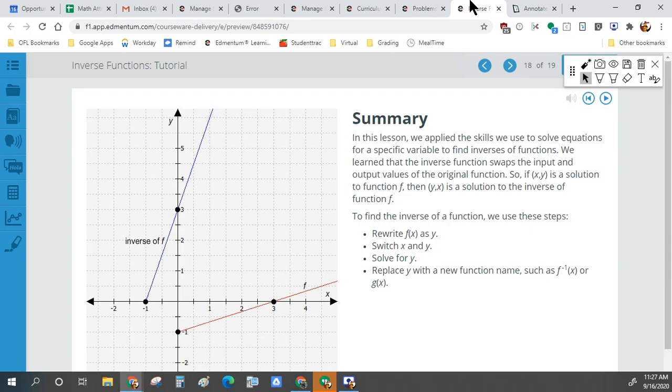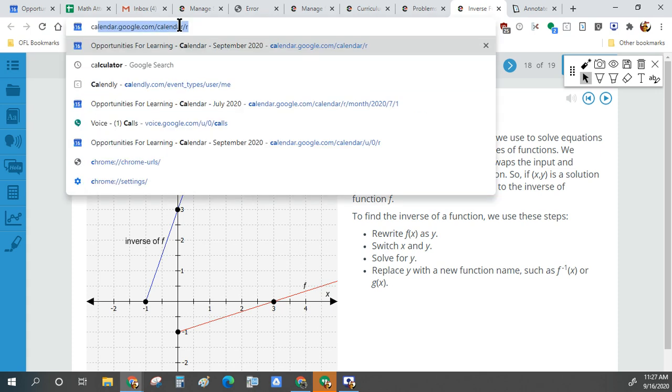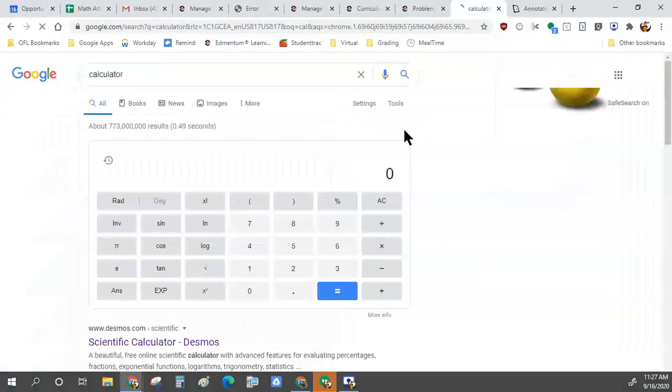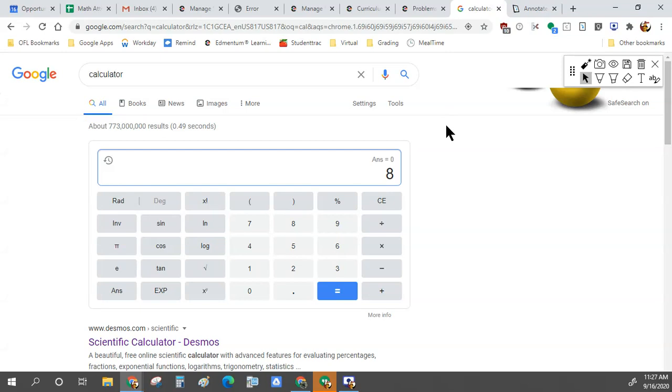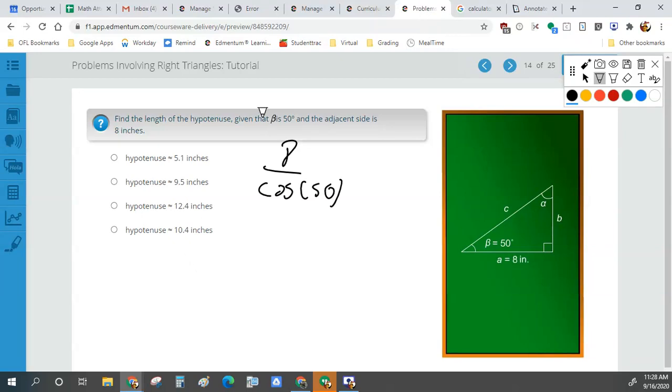So we're going to use our handy little Google calculator. You guys aren't doing inverses, but it's a good refresher. So let me go to calculator. Here, so we're going to do 8 divided by cosine of, what's our problem? 50. So you need to have a calculator for this. So I recommend the Google calculator. It's been working good so far. Let's see if it lets me down right now.